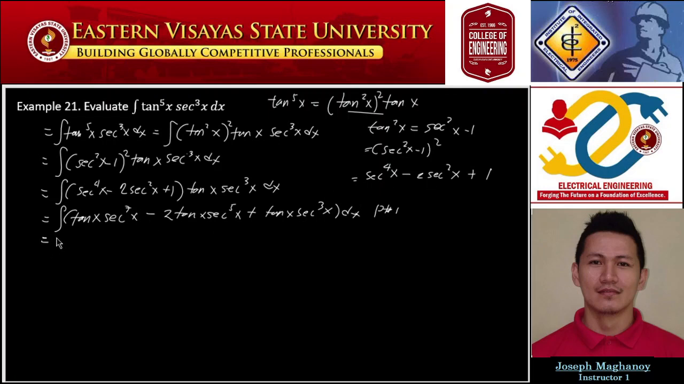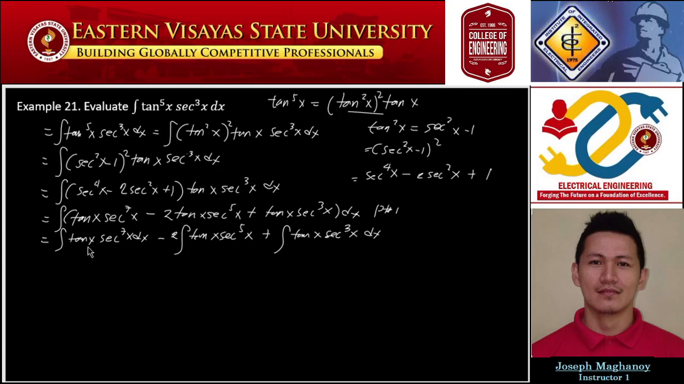Okay, doing so, that is the integral of tangent x, secant 7x dx minus. So we apply property number 2. So carry out the real number constant. So tangent x, secant to the 5th x plus the integral of tangent x, secant cube x dx. So we have 3 terms to evaluate.